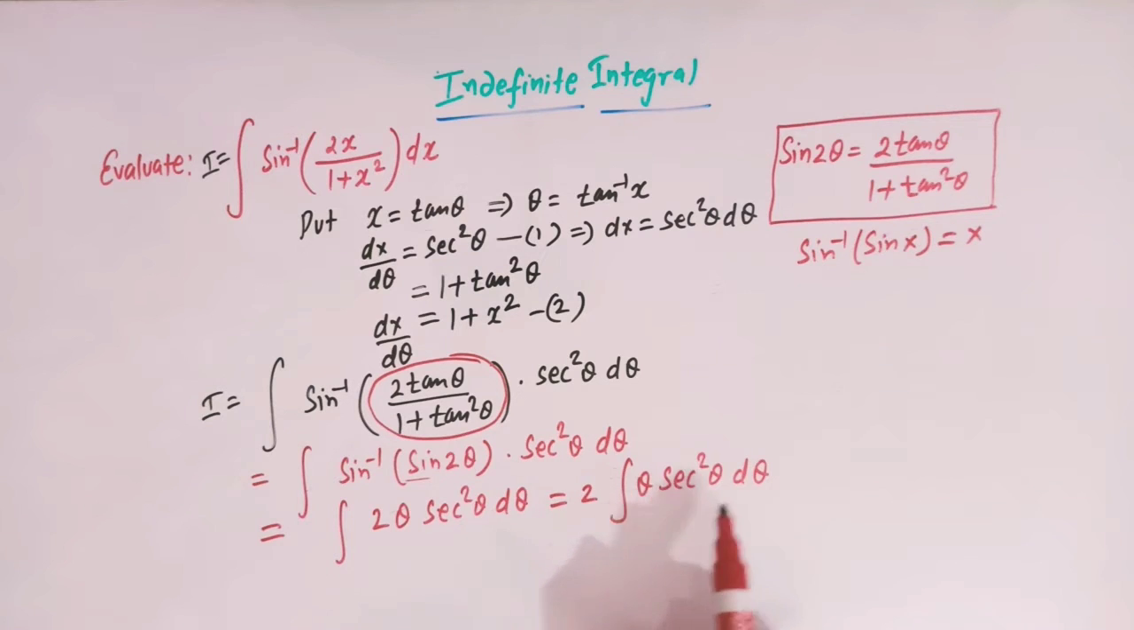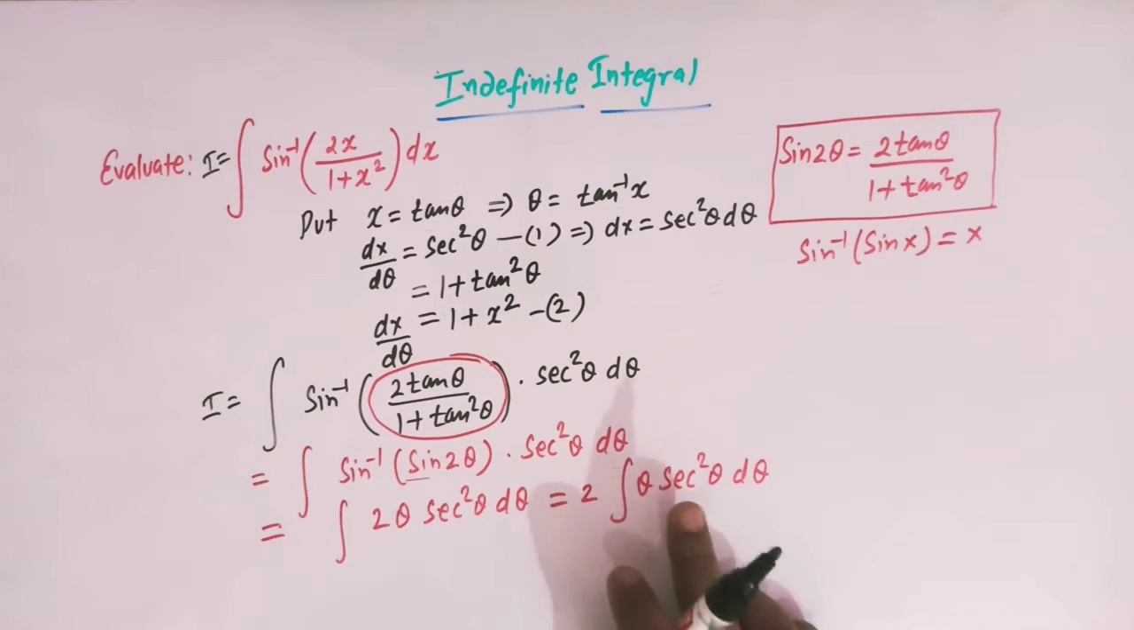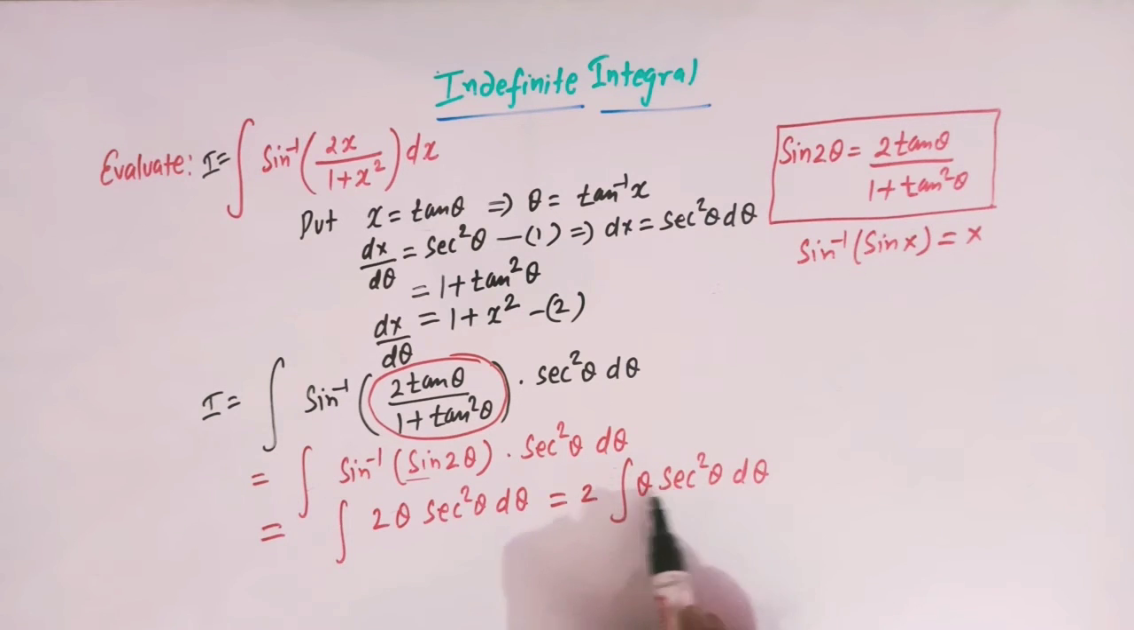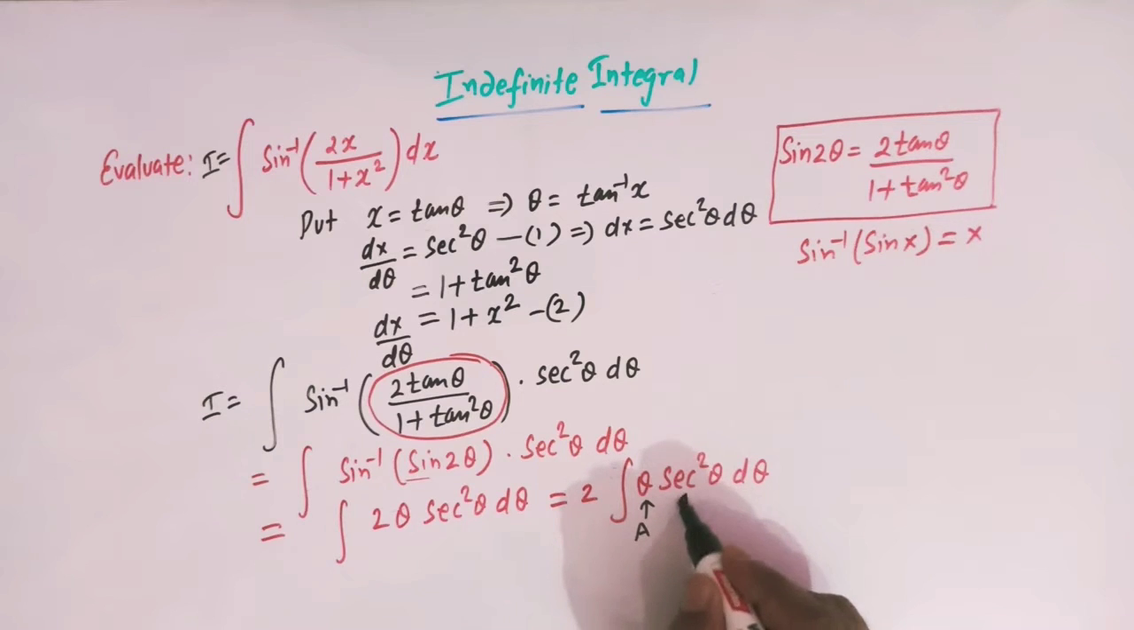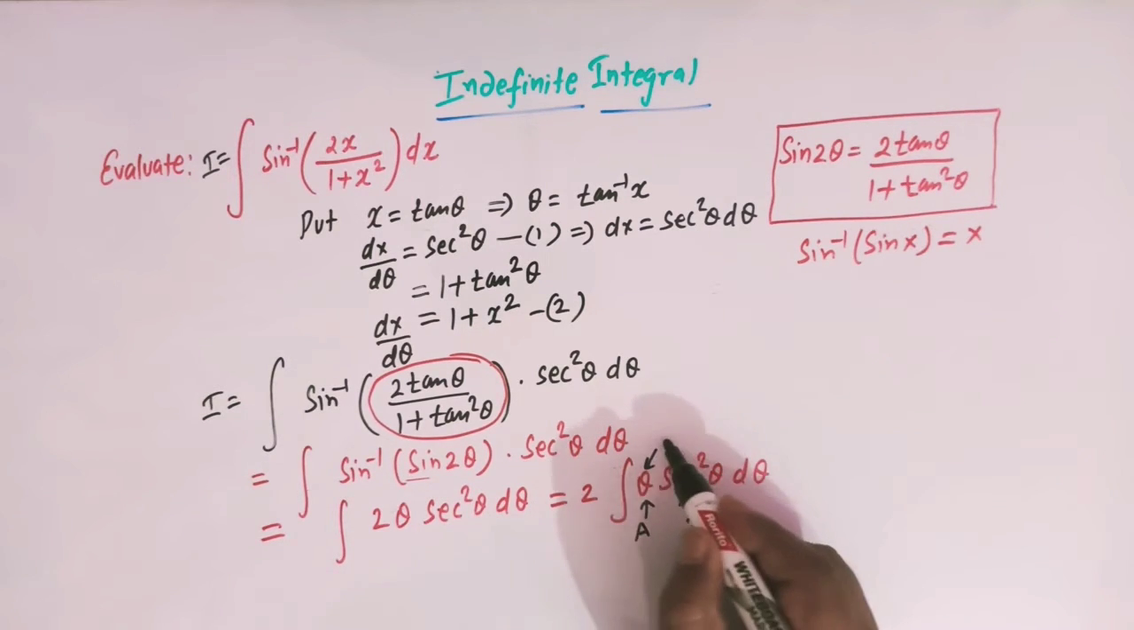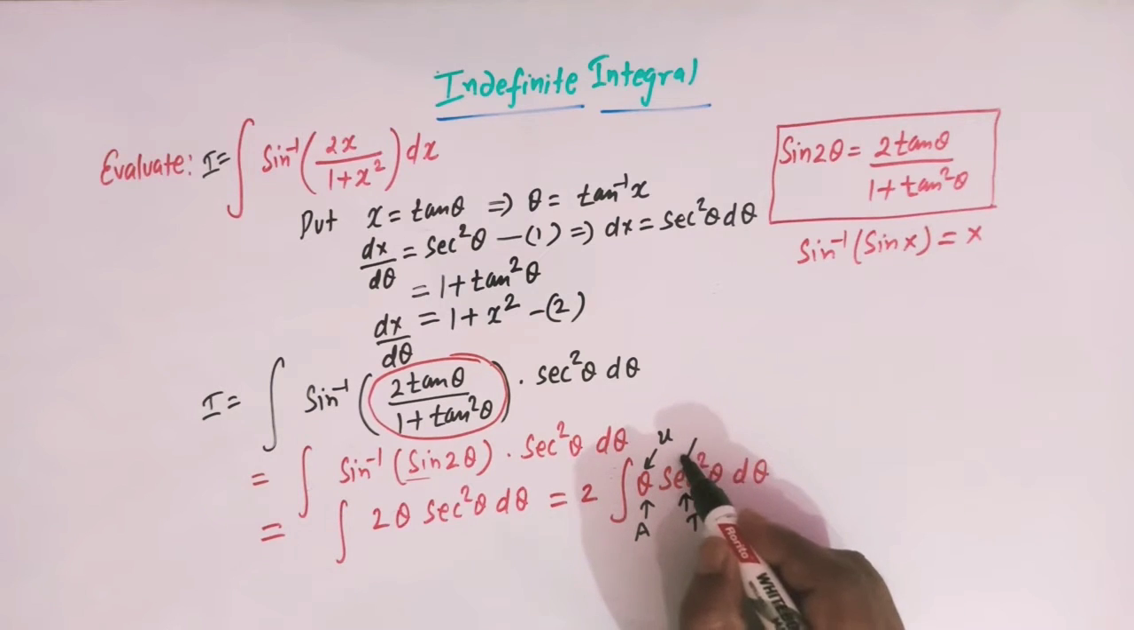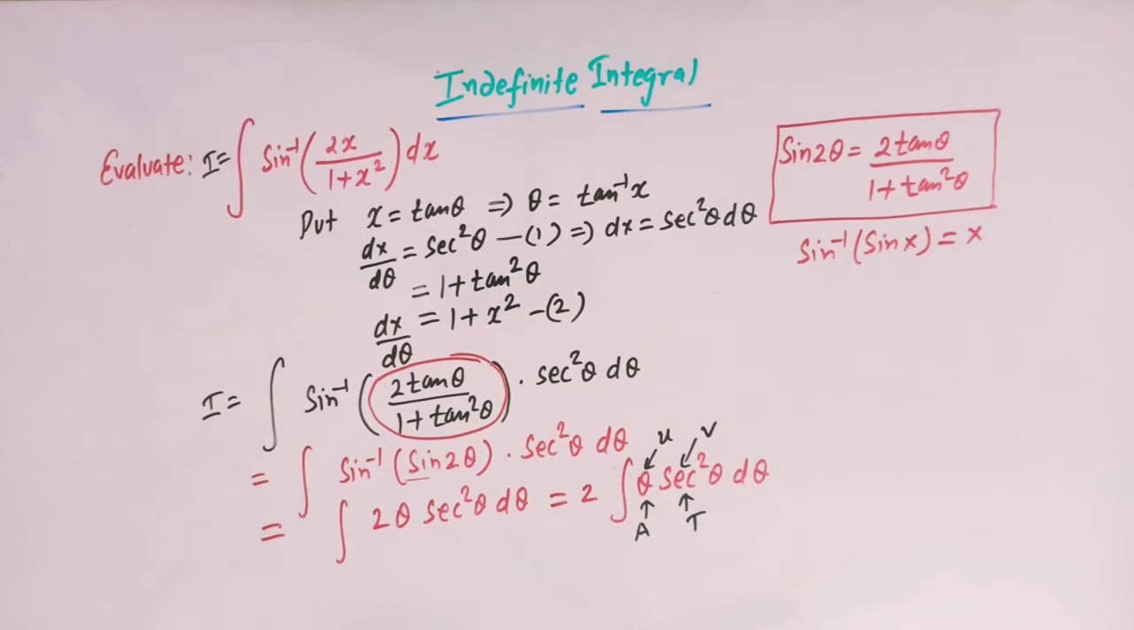Here we will make use of the method of integration by parts. If we see this integrand, it is the product of two functions. This is the algebraic function, that is the polynomial function, and this is the trigonometric function. So we will take this function as the first function u, and this function as the second function v.